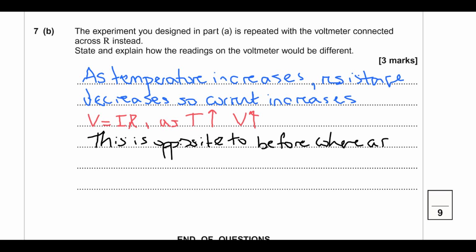Whereas before, as temperature increased, the voltmeter reading would decrease, because essentially a smaller resistance would demand a smaller chunk of the potential difference, and the potential difference across the resistor and the potential difference across the thermistor must add together to give a fixed value. So that completes the question paper.